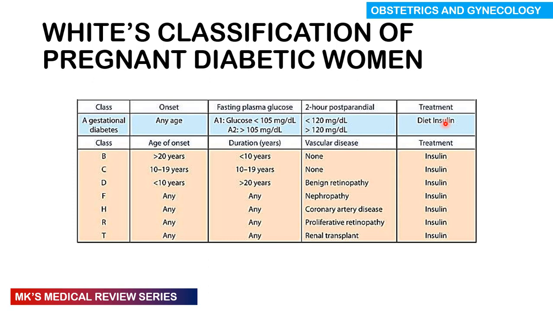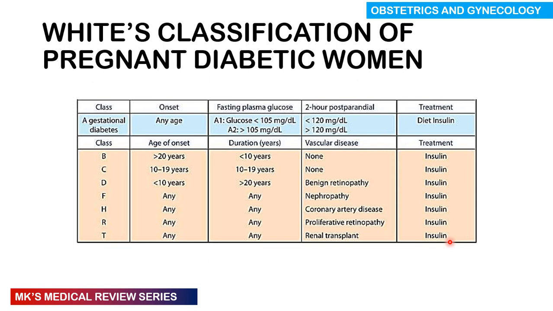So here, as you can see, the readings have been given in milligrams per deciliter, but we don't use that in our setting here in Zambia. We're going to be using millimoles per liter. So you can actually divide that by a factor of 18. Then class B are those that are above 20 years with a duration that's less than 10 years. They don't have any vascular disease. And of course, the treatment is giving them insulin. So as you can see, most of the time, the key drug that you're going to be giving these diabetic patients in pregnancy is obviously insulin.